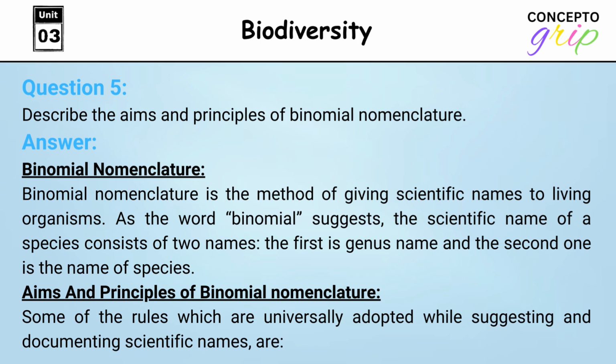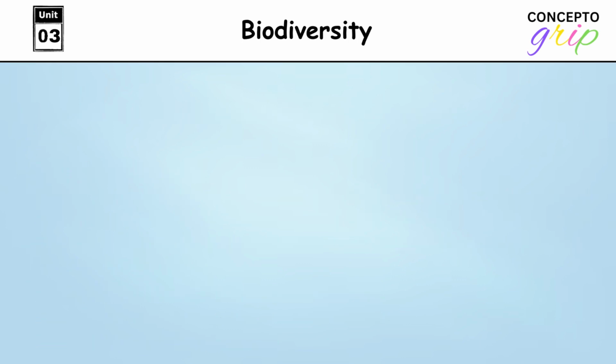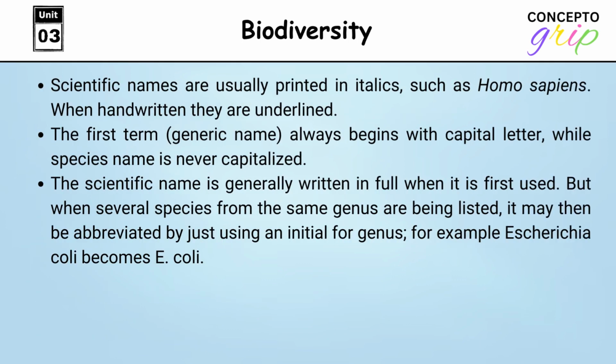Aims and principles of binomial nomenclature. Some of the rules which are universally adopted while suggesting and documenting scientific names are: scientific names are usually printed in italics, such as Homo sapiens. While handwritten, they are underlined. The first term, generic name, always begins with capital letter, while species name is never capitalized.